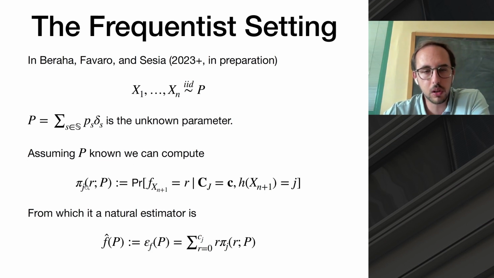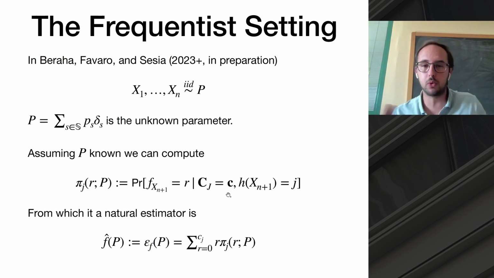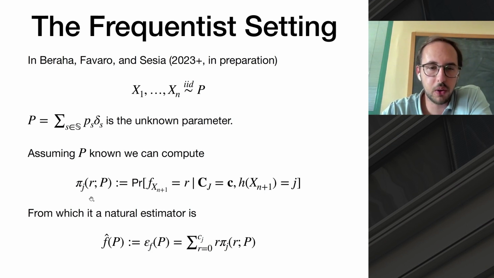And so if P is known, then we can compute this probability here, pi j, that is exactly the probability of having observed x_{n+1} r times given the whole sketch. So this would be, if we were taking an expectation with respect to the law of the random probability measure, the full posterior. Now instead we are fixing one particular distribution. And once we have these quantities, we can take the expected value of this distribution and say that this is the natural estimator of how many times we have seen a particular symbol.